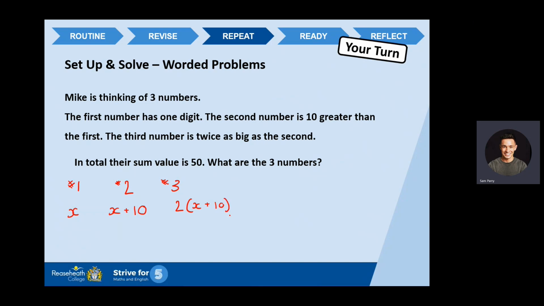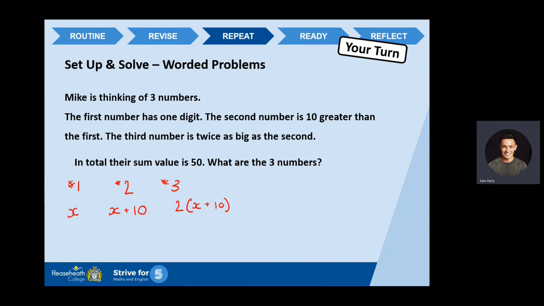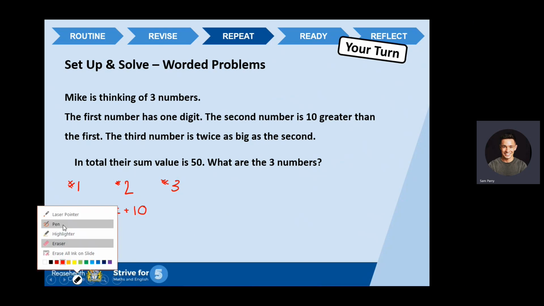Now, if you're like me and you think, actually, I can expand those brackets, then go ahead and do it. So 2 times x is 2x, 2 times 10 is 20. So there's my new and improved expression. Instead of writing 2 open brackets x plus 10, let's just write it down as 2x plus 20. So that's where the 2x plus 20 has come from.